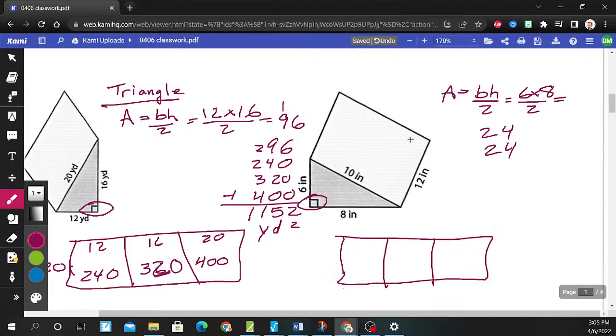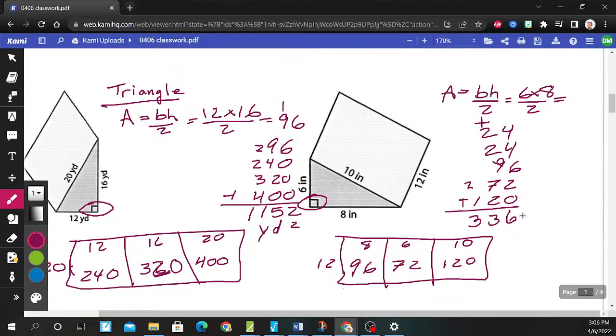The two triangles are 12 inches apart. And we have 8, 6, and 10. So that's 96, 72, and 120. 96, 72, 120. That's 14, 16. Drop the 6, carry the 1. That's 10 right there. That's 6, 13. So it's 23. So it's 336. So 336 inches squared. Now the rest of this is the review stuff.